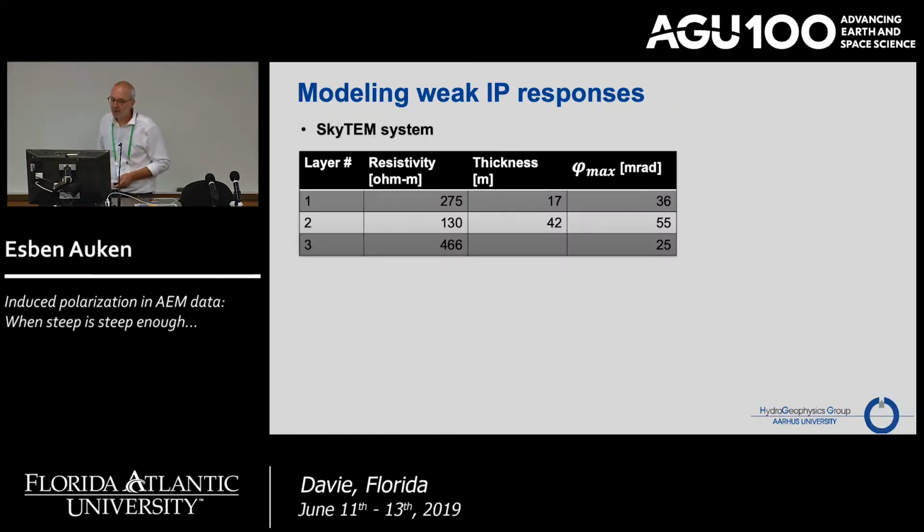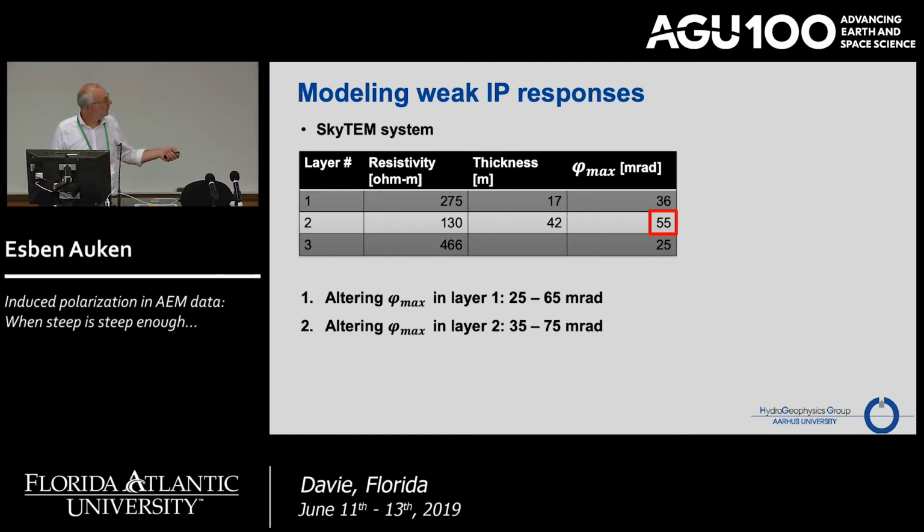Let's see on a model like this what these weak IP responses look like. So it's a relatively resistive model with a resistive layer on the top, a little bit more conductive, and then more resistive. And this is the chargeability. In this rediscretization, this phi max, and you will see me come back to that several times, is the controlling parameter for how chargeable the layer is. And then we'll run through different scenarios. Basically, we will alter this phi max in the first layer, replacing this one and varying it.